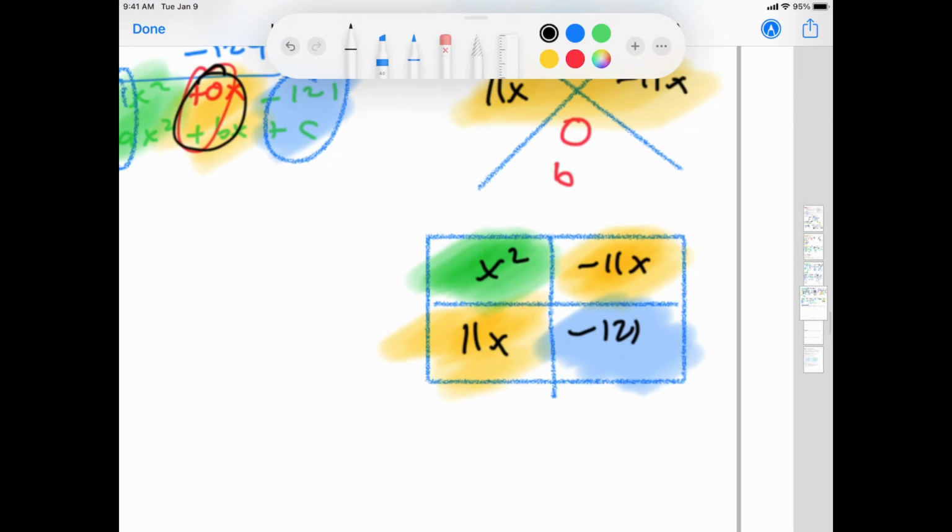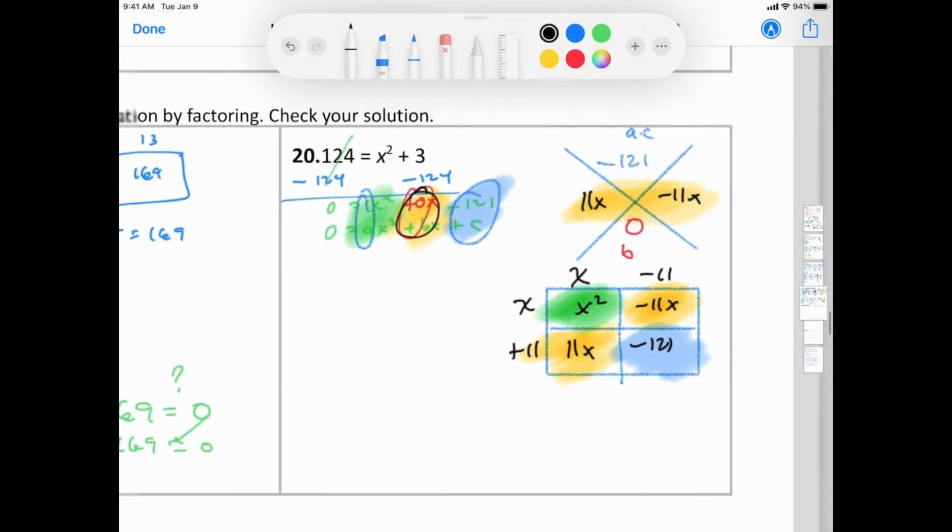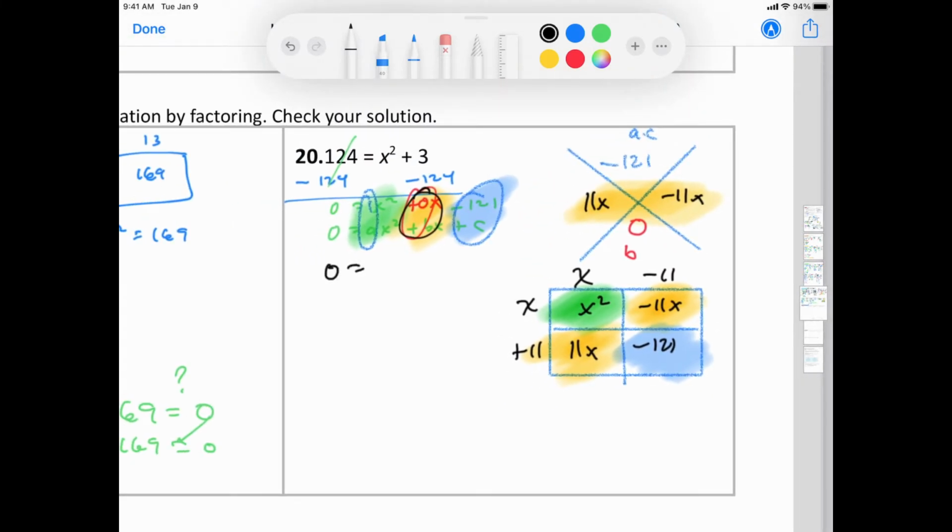All right, the greatest common factor of the row is x. This one's a positive 11, x, and negative 11. And then there you just solve it.